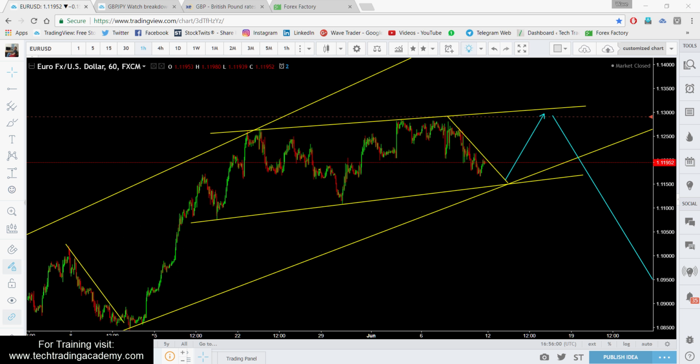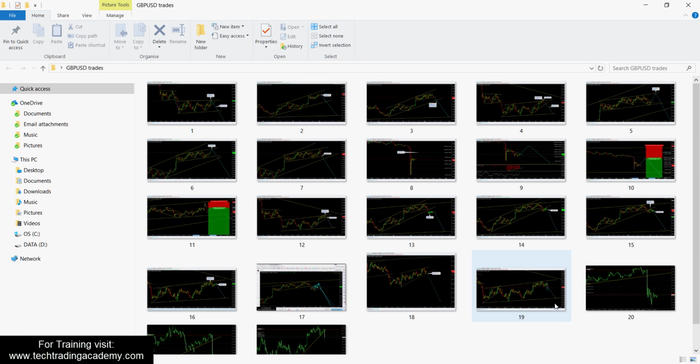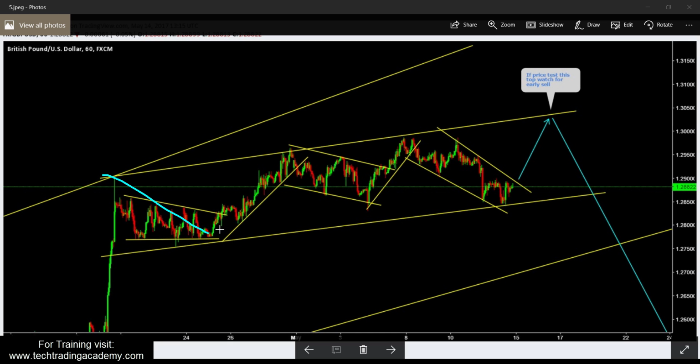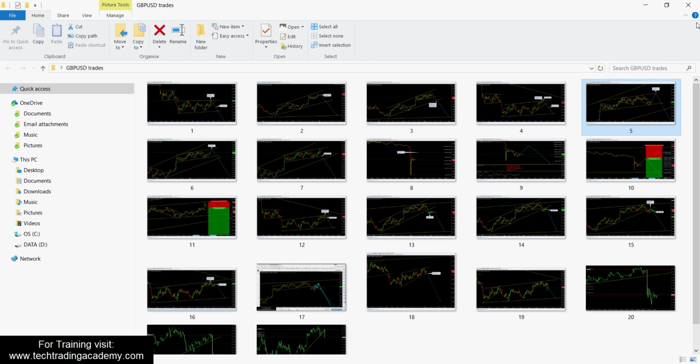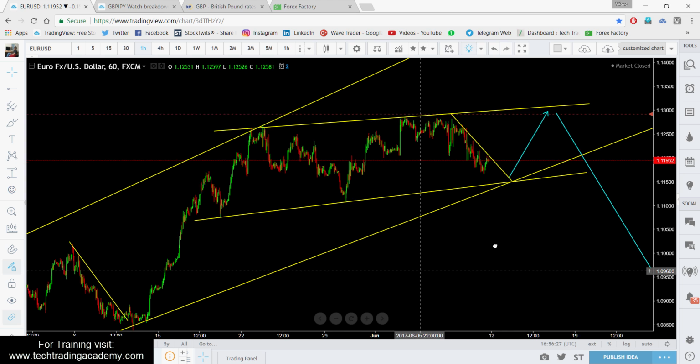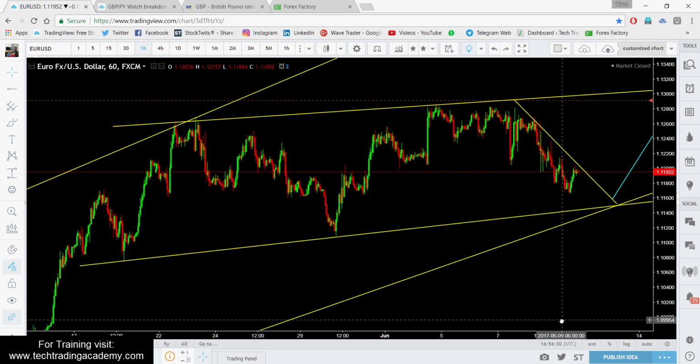Let me show you again. Yeah, the formation we are having, this one. So that up move is possible on Euro USD. That up move. So some of you fellows sold here, did pretty well. Excellent job. So good profit you fellows have taken.